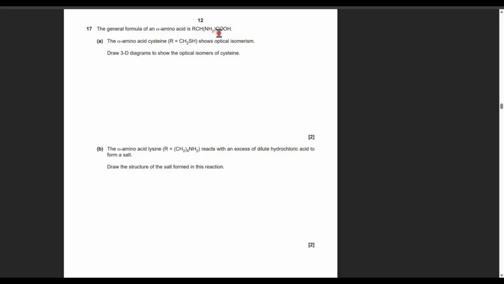The general formula of an alpha amino acid is RCHNH2COOH. The alpha amino acid cysteine has an R group CH2SH. It shows optical isomerism. Draw 3D diagrams to show the optical isomers of cysteine. It's worth 2 marks.